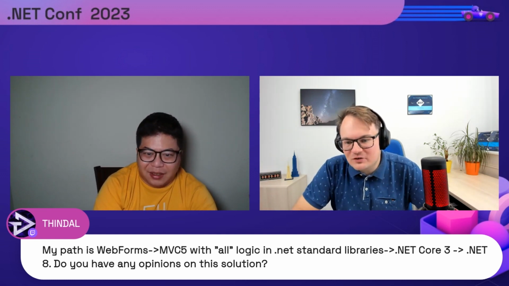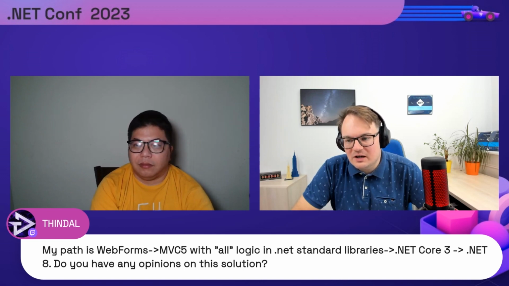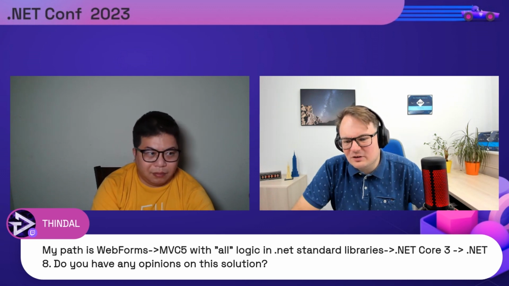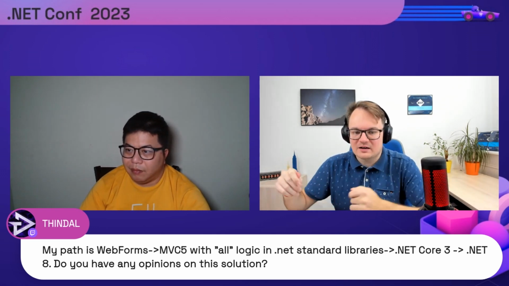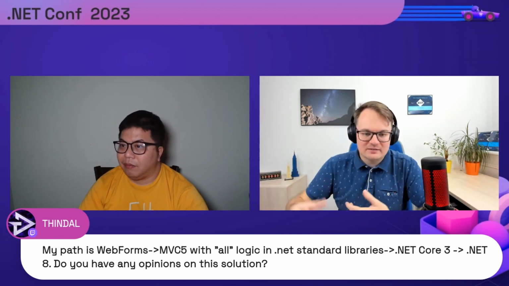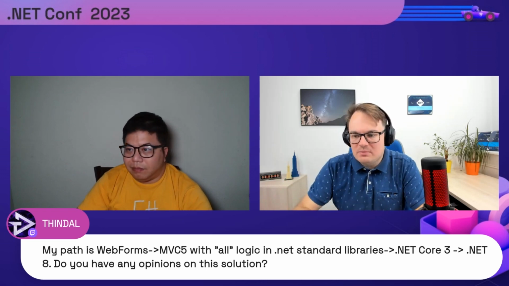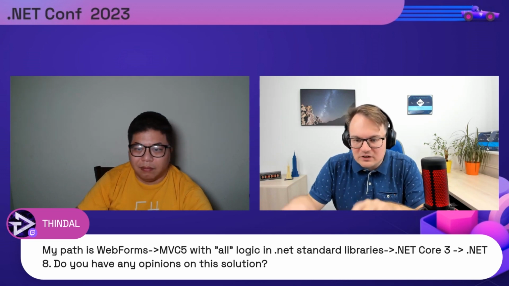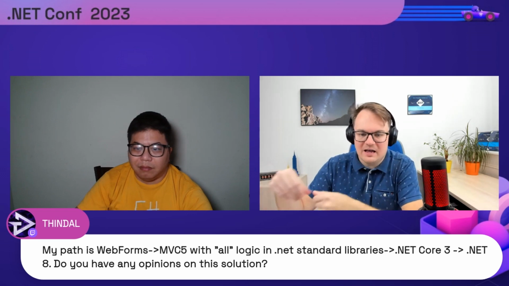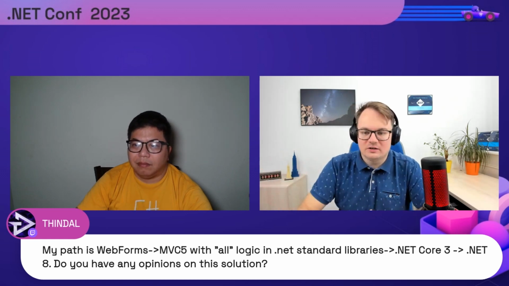Okay, thanks. For this question, web forms to MVC5 with all logic in .NET Standard libraries, then .NET Core 3. I think you can skip the .NET Core 3 step, actually, because there haven't been so many changes between .NET Core 3 and .NET 8. There are plenty of new APIs, but the things which were in .NET Core 3 are also included in .NET 8. So I would maybe skip the stage with .NET Core 3. I would try to migrate directly to .NET 8. There will still be some differences between MVC5 and the MVC on .NET 8, but I think you can safely skip the .NET Core 3 stage. Just go directly to .NET 8.